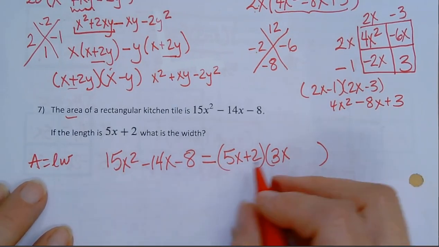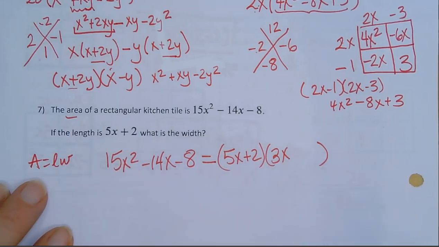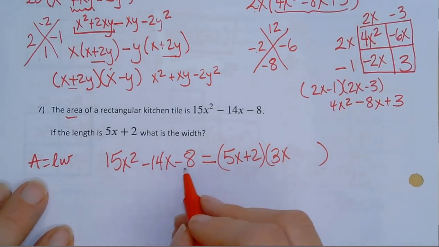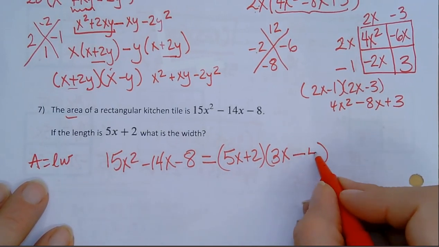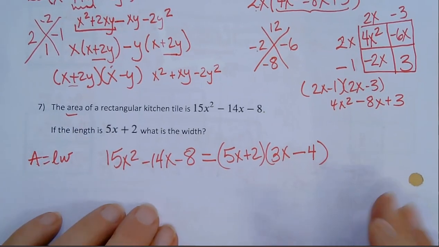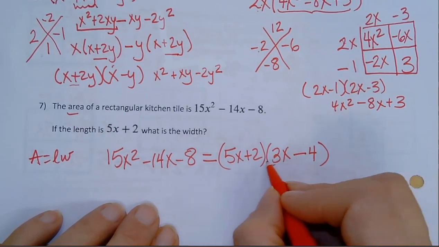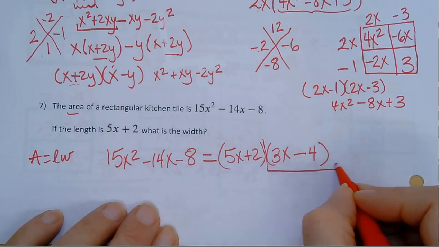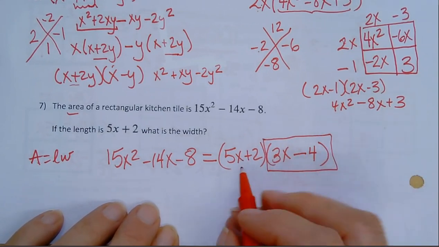So I'm just going to logic my way through this. 5x times 3x is 15x squared. Does that work? I know my last two numbers have to multiply to give me negative 8. So 2 times negative 4 gives me negative 8. This is probably it, right? But let me just triple check. I'm going to multiply these binomials to make sure that what I found is the correct answer.